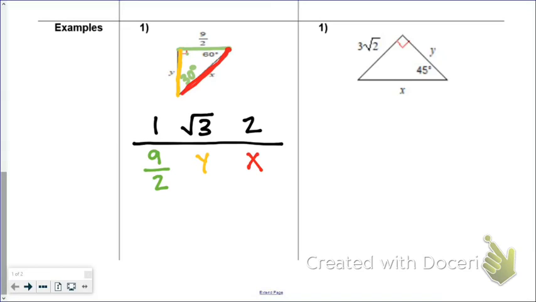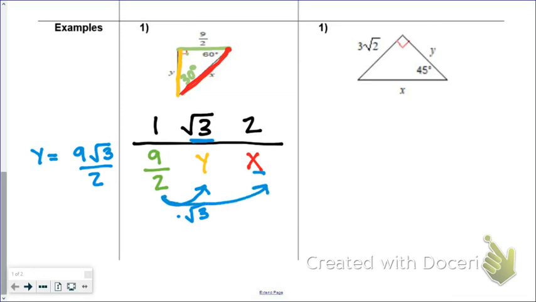This is good because we always want to get back to 1 first. To find y, we're going to take 9 over 2 and multiply it by its ratio, so we multiply it by the square root of 3. What we get is y equals 9 times the square root of 3 all over 2. Then again, to get our x, we start back at 1 and go forward, but this time we multiply by 2. That gets us x equal to 9.